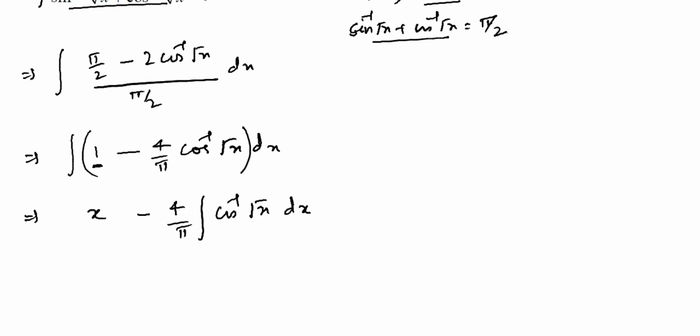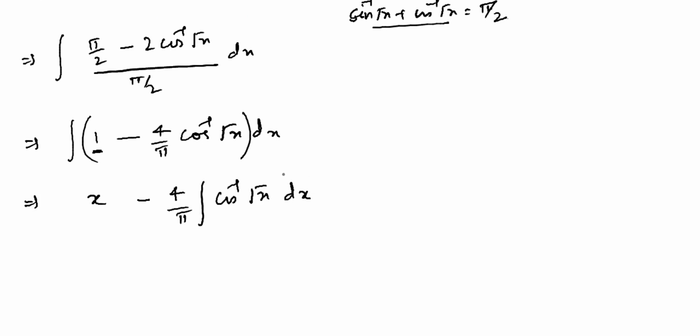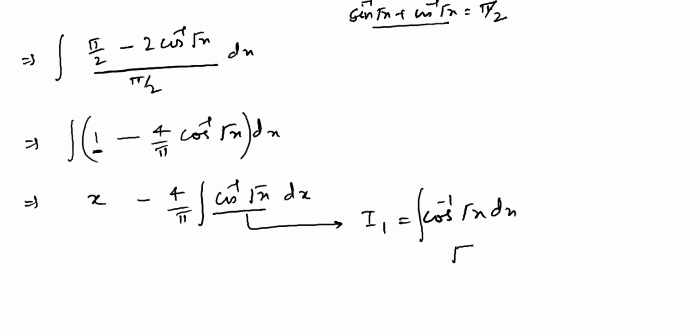So now we are left to integrate cos inverse root x. To integrate cos inverse root x, I assume that I1 is equal to the integral of cos inverse root x. After integrating it, I am going to substitute its value and simplify to get the answer. So to integrate this, I am going to put root x equal to t, or x equal to t square, or dx equal to 2t dt.